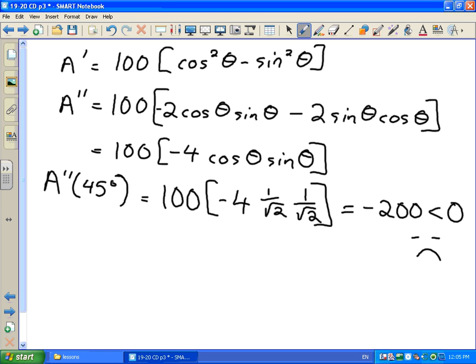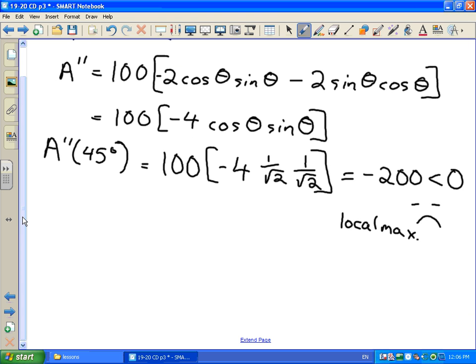So we have a local max, which is what we wanted. We wanted to get the maximum area. Richard? Yeah, you've done something wrong. Yeah. In this course, if I'm asking you for a local maximum value, it's going to be a maximum value somewhere on that domain. Okay. So we got our local max. So theta equals 45 degrees is a good solution.